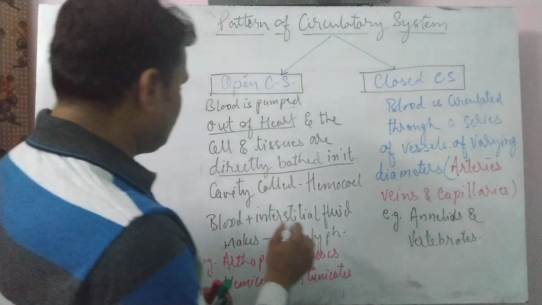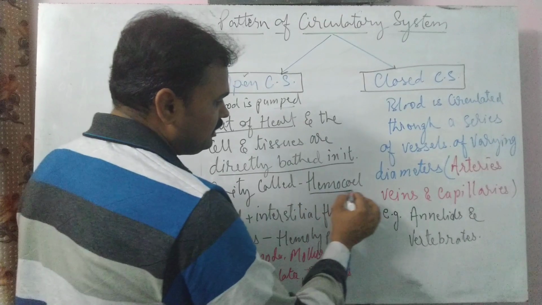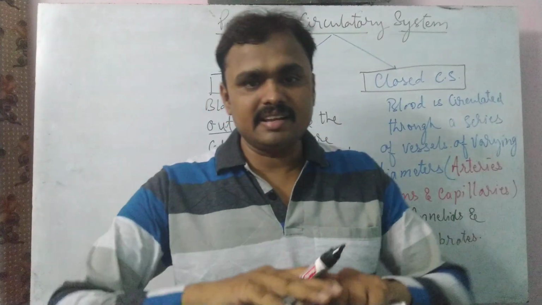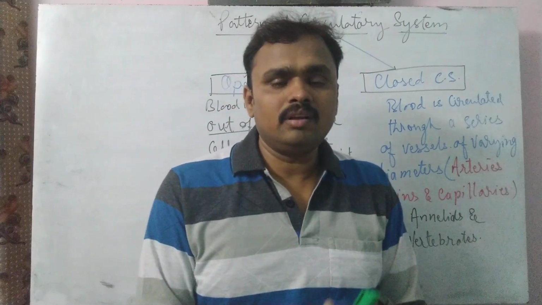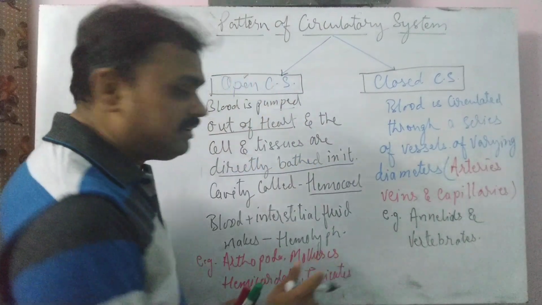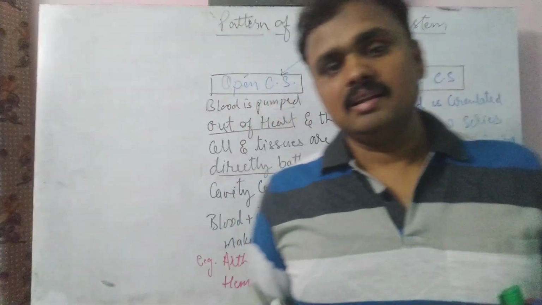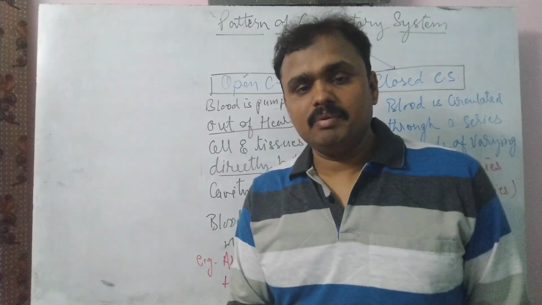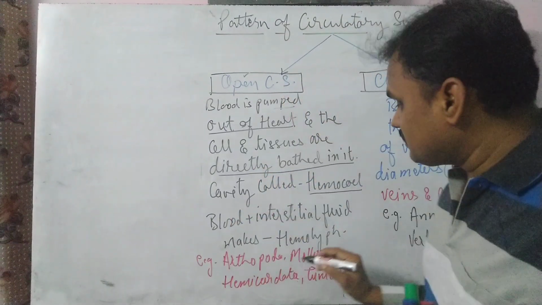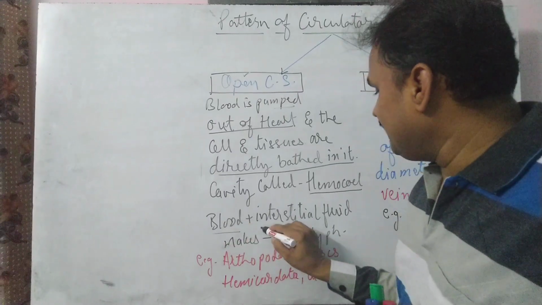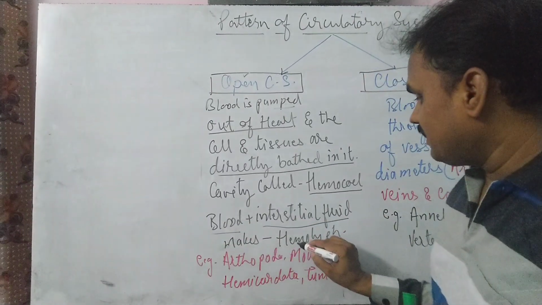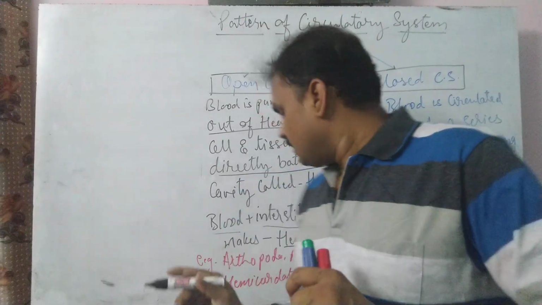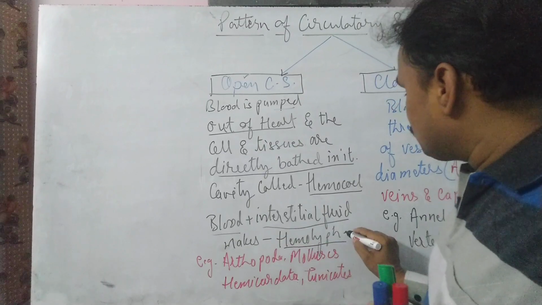What is that cavity called? It is called the hemocoel. The cavity into which the heart pumps the blood and in which it reaches is known as the hemocoel. In animals like arthropods and mollusks, we do not have red blood. We have a fluid made up of blood and interstitial fluid, which makes hemolymph. Now here, as blood is not there, hemolymph is there.